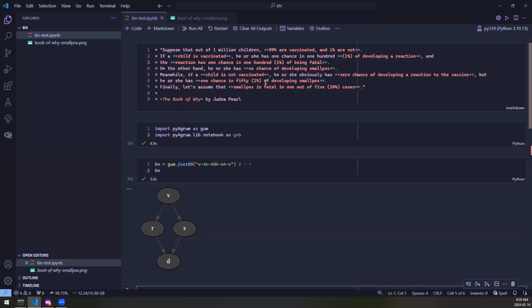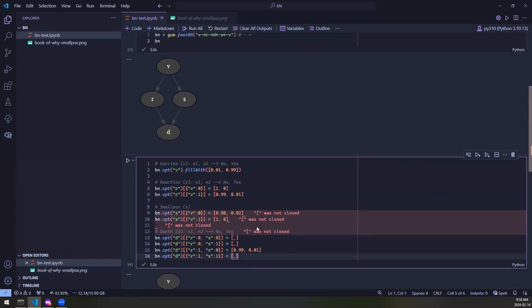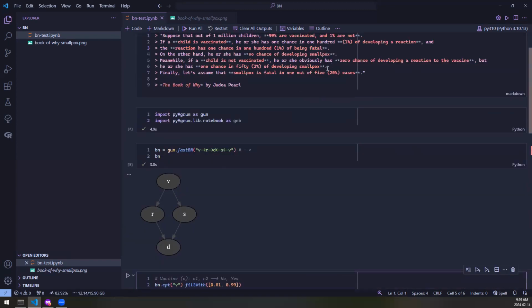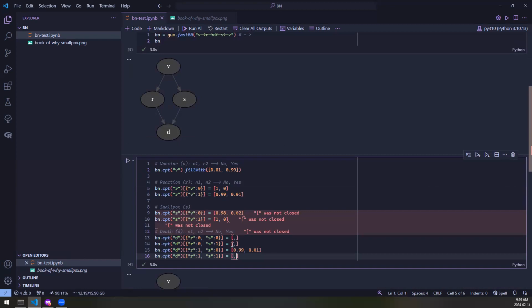Okay, 150% of developing smallpox. Finally, let's assume smallpox is fatal in 1 out of 5 cases. So here we are considering the situation where we have a 20% probability of smallpox being fatal. Okay, 20% probability. So we are considering this variable over here.